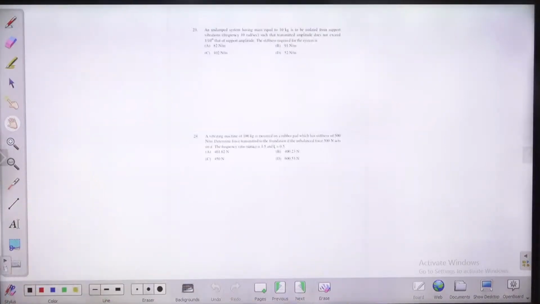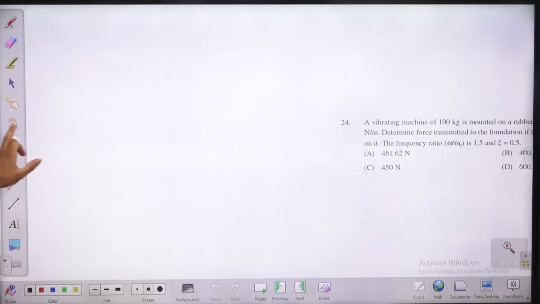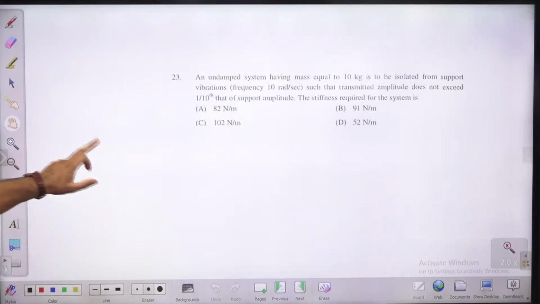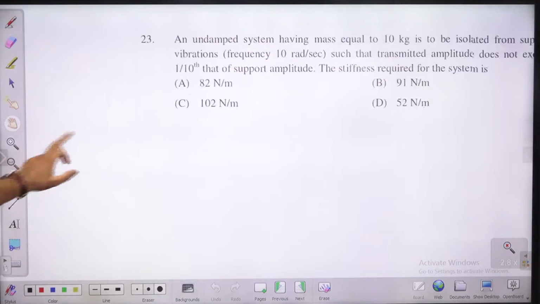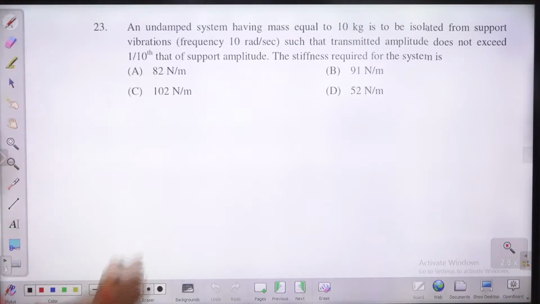Chaliye, next question in front of you guys, question number 23. Again, this is a very good question, guys. Please try this question, very good question.